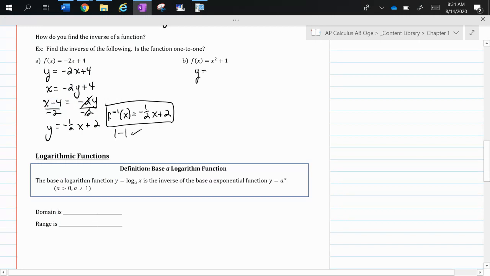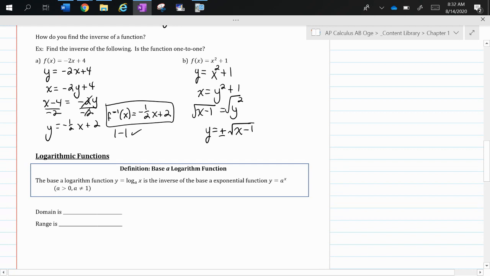If f of x is equal to x squared plus 1, then y is equal to x squared plus 1. So that means x is equal to y squared plus 1 would be my inverse. So now I'm going to solve for y. I'm going to subtract 1 from both sides, and then I'm going to take the square root of both sides. And when I take the square root of both sides, I remember plus or minus the square root of x minus 1.